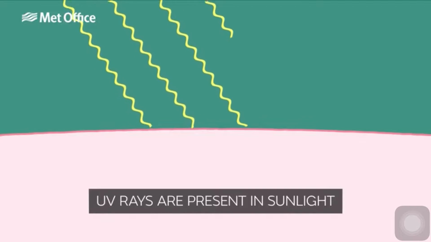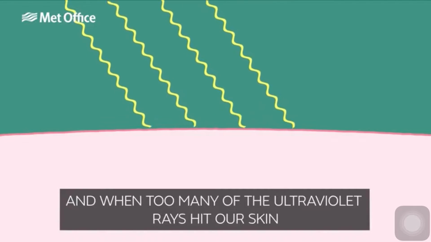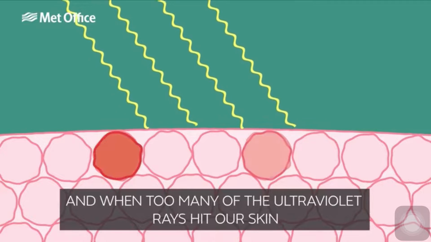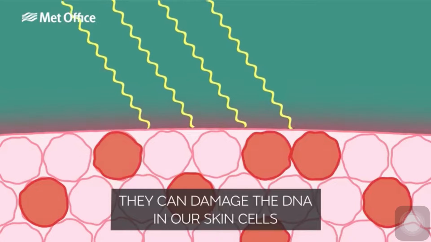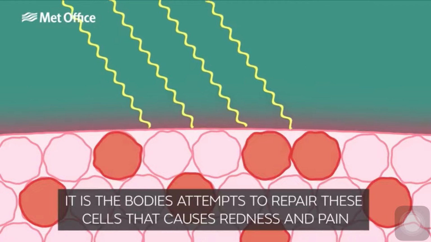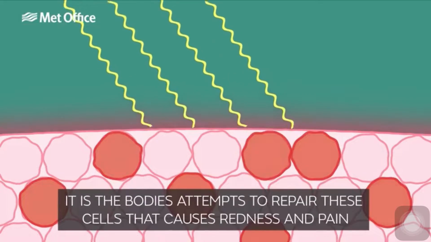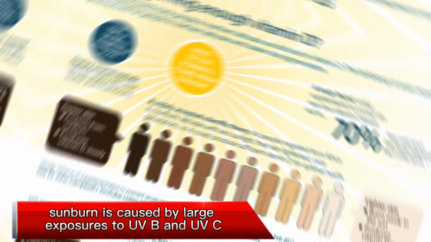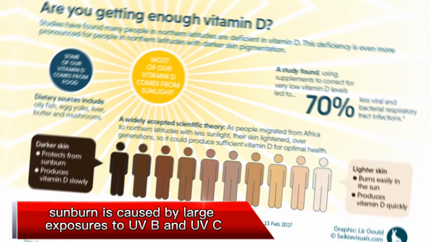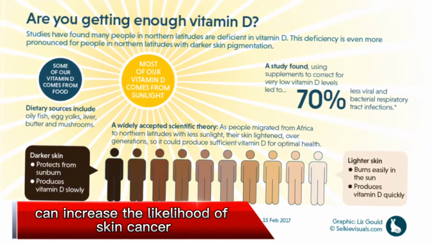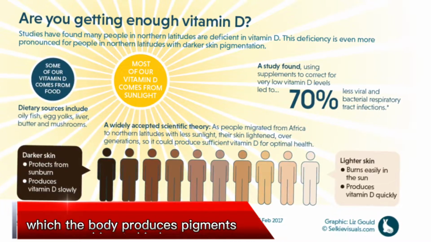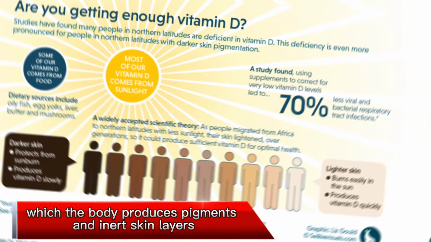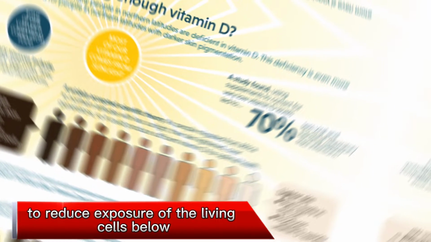UV rays are present in sunlight, and when too many of the ultraviolet rays hit our skin, they can damage the DNA in our skin cells. It is the body's attempt to repair these cells that causes redness and pain. Sunburn is caused by large exposures to UVB and UVC, and repeated exposure can increase the likelihood of skin cancer. The tanning response is a defense mechanism in which the body produces pigments and inert skin layers to reduce exposure of the living cells below.